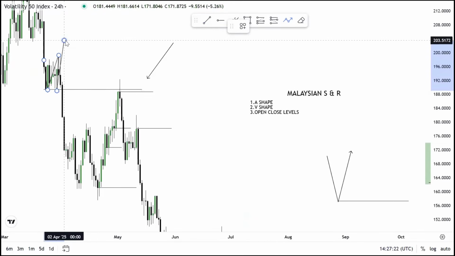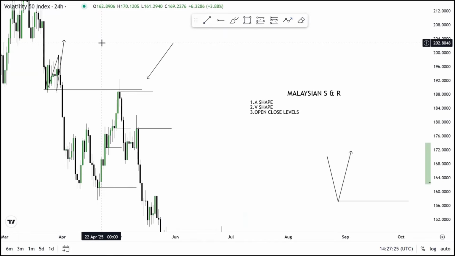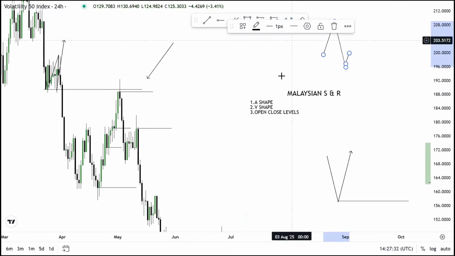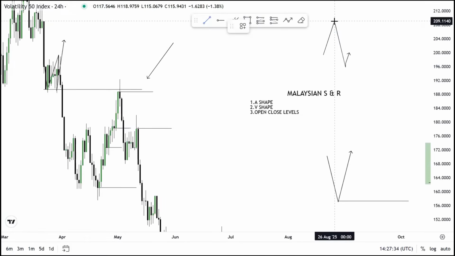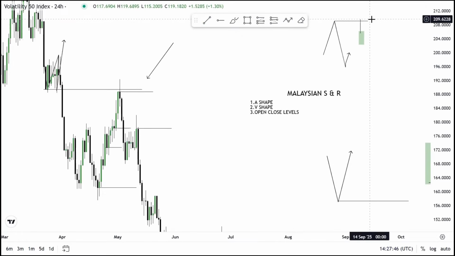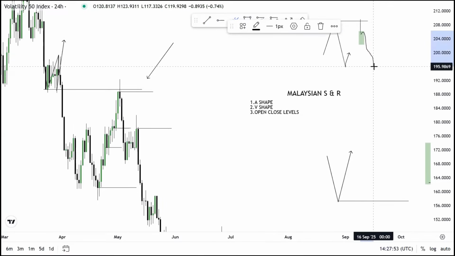Now, let me show you how to trade off an A-shape level or a V-shape level. When price comes into your A-shape level and rejects off that level with your wick like this, that means price has used that level. Take note, you can look for sells all the way down after you see your rejection and everything.